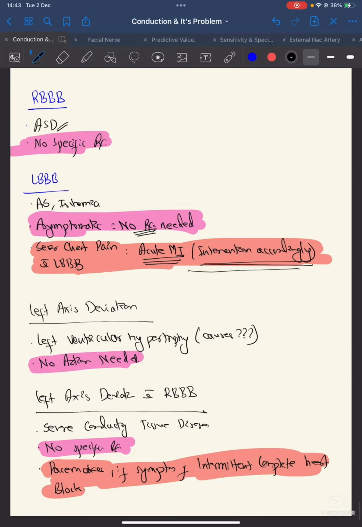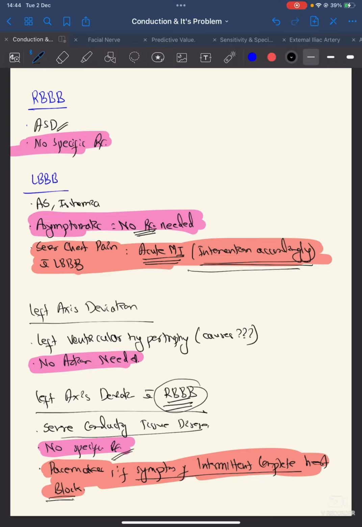And for the axis deviation, if that is right axis deviation or the right bundle branch block, you need not worry. If it is left bundle branch block, you still need not worry unless it is followed by symptoms of chest pain that might suggest MI. And if the left axis deviation is associated with the right bundle branch block, then no specific treatment might be required. But if it shows severe conducting tissue disease and causes symptoms of intermittent complete heart block, then the pacemaker may be required.